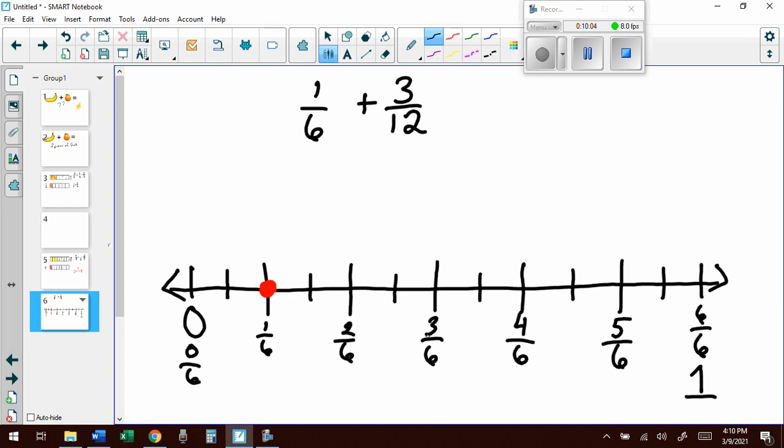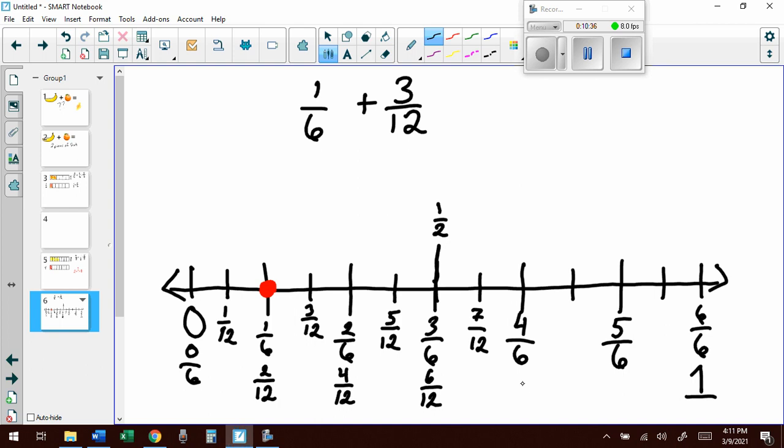So now, instead of 1 6, 2 6, 3 6, we can label out. We have 0 twelfths, 1 twelfth, 2 twelfths, 3 twelfths, 4 twelfths, 5 twelfths, 6 twelfths, which also happens to be 1/2, 7 twelfths, 8 twelfths, 9 twelfths, 10 twelfths, 11 twelfths, and 12 twelfths, or 1 whole.